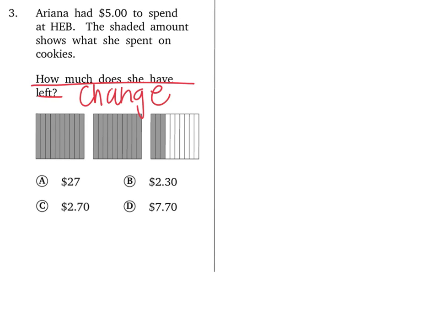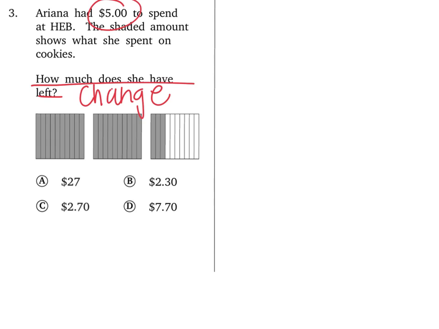What did she start with, Michael? 5. How do you know she started with 5? Because it says Ariana had $5. Yeah, it told you she had $5 to spend. So she goes into H-E-B with $5, then she leaves with some change. How am I going to know how much she spent? What was she buying? Cookies. Okay, how much did she spend on the cookies?